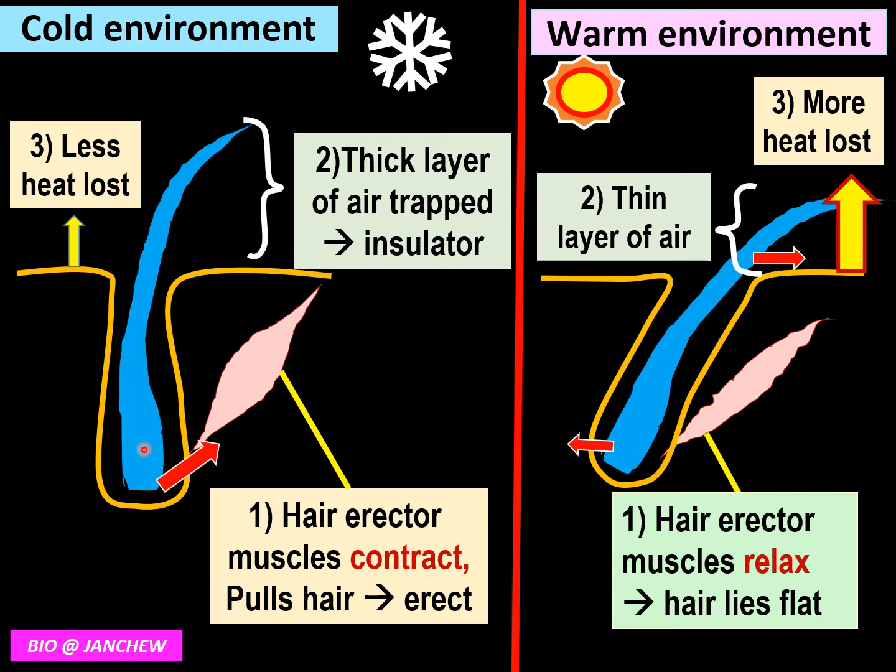Another thing is that for humans, because humans have less hair on the skin, this method of trapping air and preventing heat loss is not that effective compared to animals that have a thick layer of fur, especially organisms that live in very cold places like the polar bear. So the polar bear has a thick coat of fur which can trap a lot of air that acts as an insulator to prevent the loss of heat.